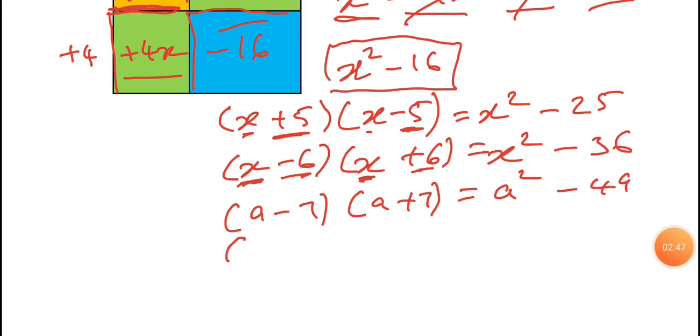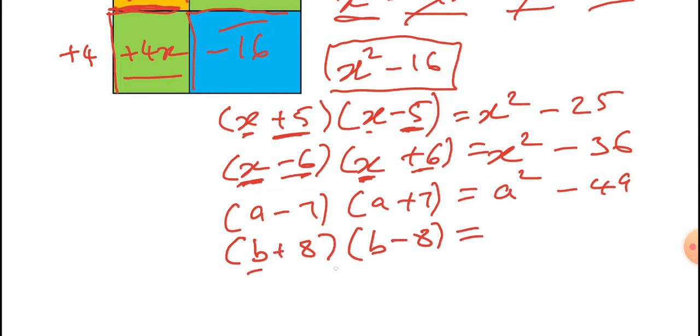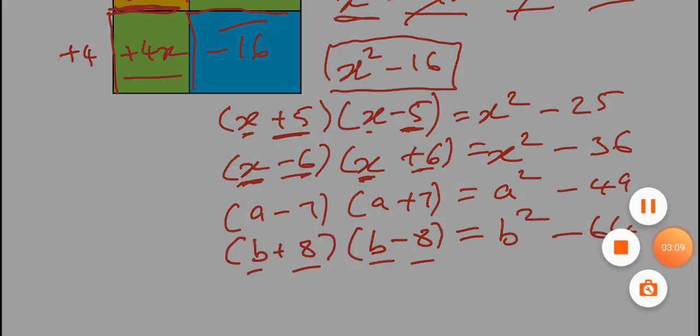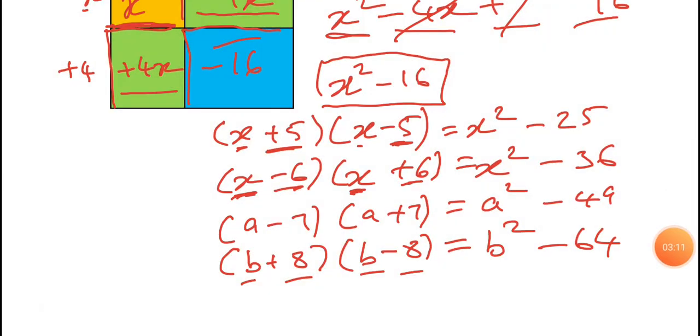Another example would be, say, if I had b and 8 and 8, one of them has to be positive, one of them has to be negative, so let's make this one positive and make this one negative. It doesn't matter which way it goes. So b times b would be b squared, and then plus 8 times minus 8 would be minus 64. So these were just a few extra examples to show you a quick little technique there.